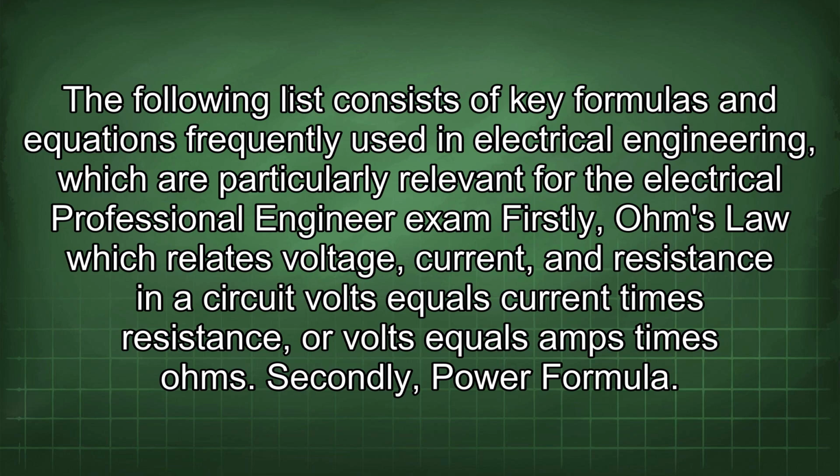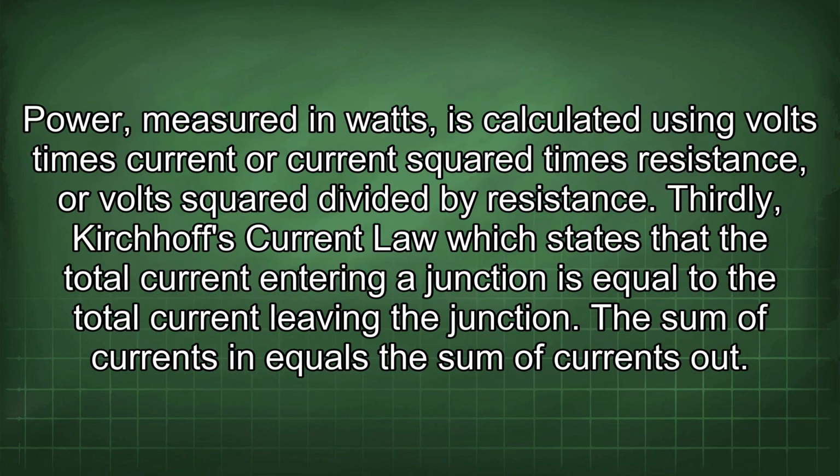Volts equals current times resistance, or volts equals amps times ohms. Secondly, power formula. Power, measured in watts, is calculated using volts times current, or current squared times resistance, or volts squared divided by resistance. Thirdly, Kirchhoff's current law, which states that the total current entering a junction is equal to the total current leaving the junction.